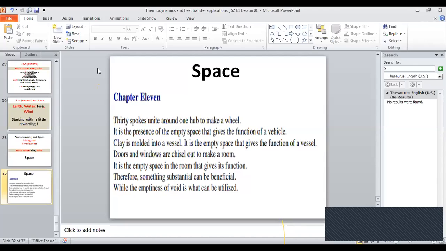It is the empty space in the room that gives its function. That is the 5th line. It is the empty space in the room that gives its function.